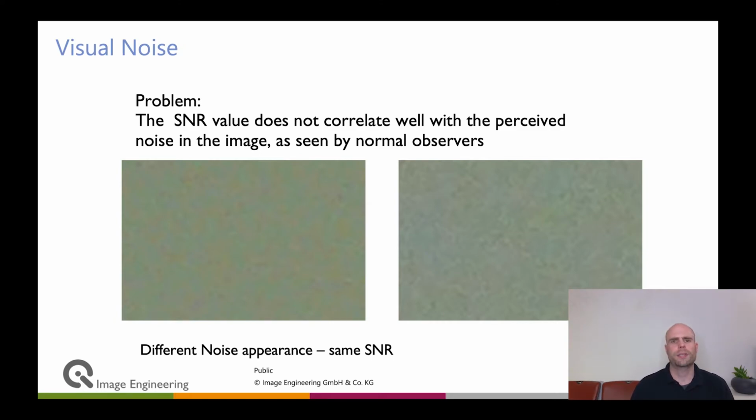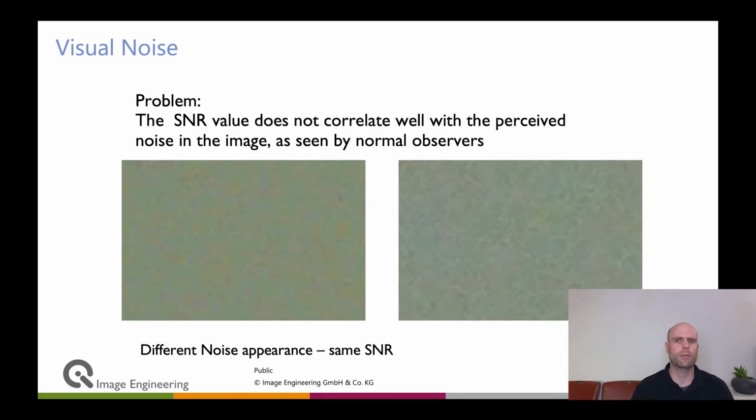SNR does not correlate that well with human perception. So even though people say, yeah, you need this certain SNR so that you cannot see noise, you have to be careful with these statements, because the SNR does not correlate that well. That's our experience in our lab when testing hundreds, thousands of cameras. You can end up having two cameras that have the same SNR but visually show different amounts of noise, or you don't see any difference but you measure a difference in SNR. So both can happen.